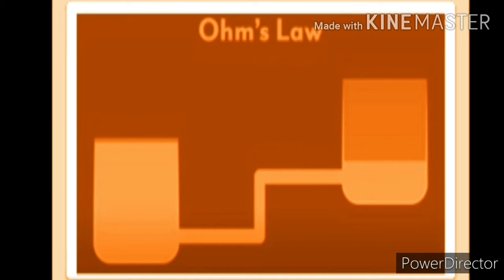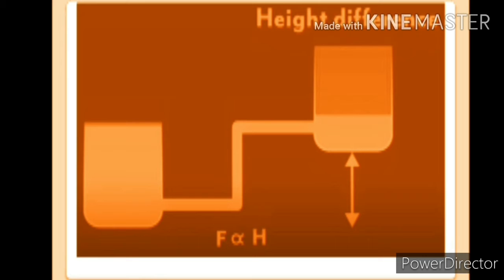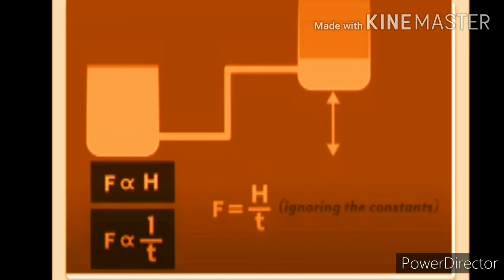You will see this in Ohm's law. Suppose there is another factor: if you thin the pipe, the water flow automatically decreases, isn't it? Earlier we saw that if the height increases, the flow increases. F is directly proportional to H. So with thickness, the flow is reduced. So F is inversely proportional to T, isn't it?